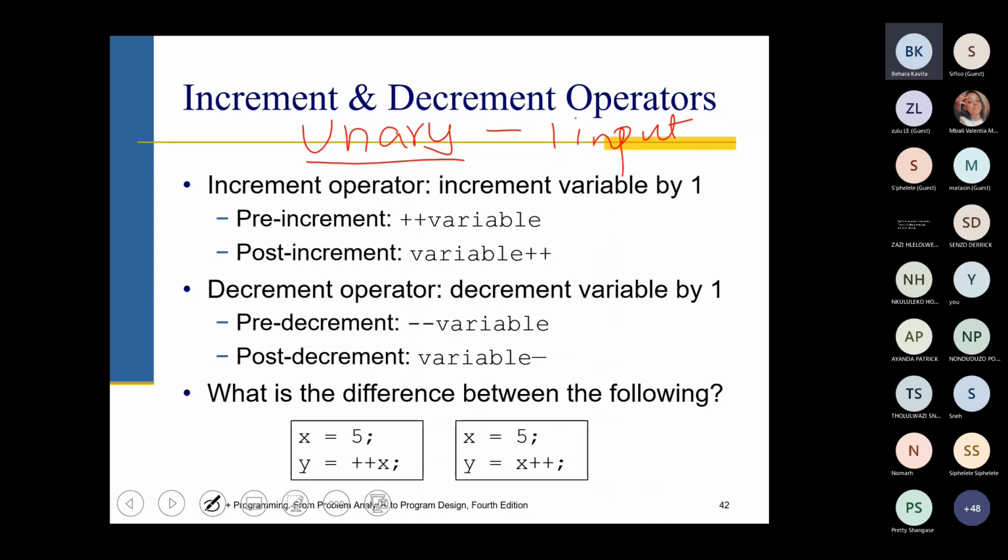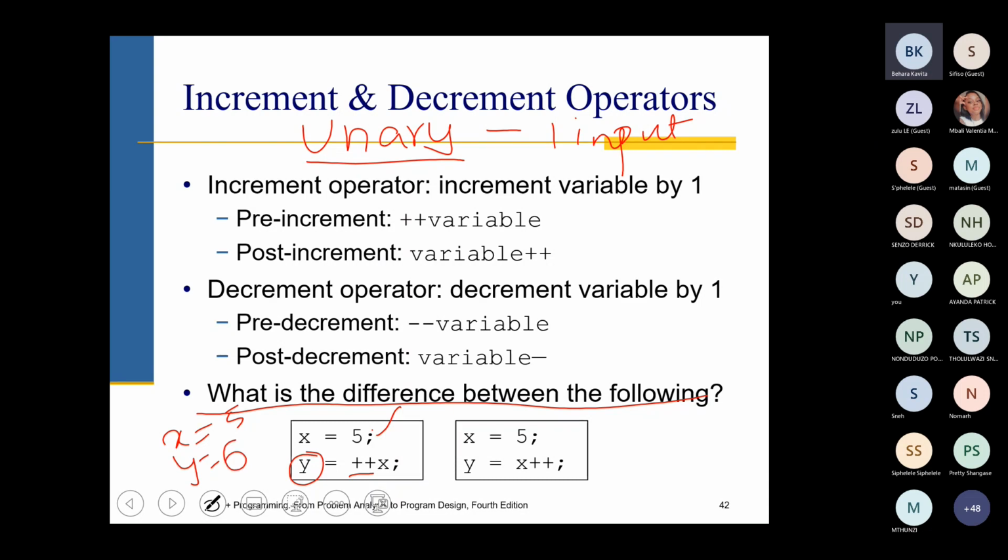I have given some examples in the following. So, can you see this? What is the difference between the following? Here x is 5, what will be the value of y here? Anyone? What is the value of y? Because of a pre-increment, you increment and then assign the value. So x is equal to 5, and y is going to become 6, right?